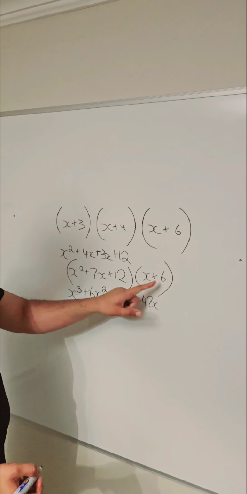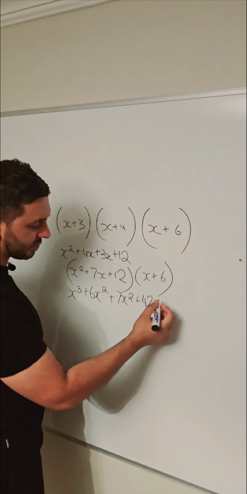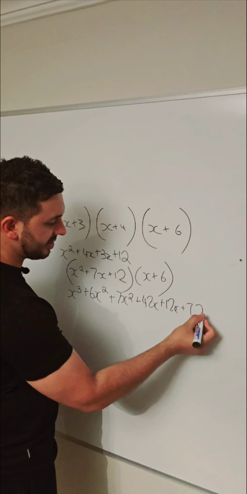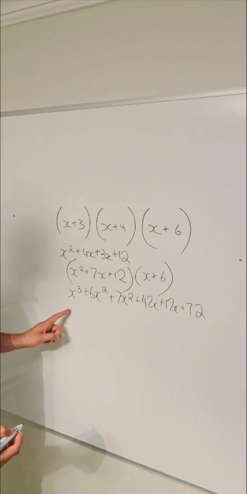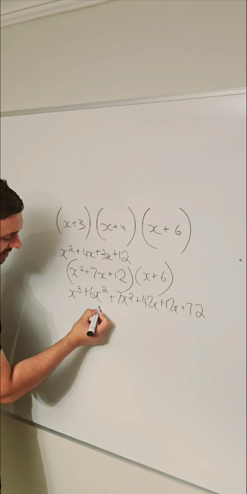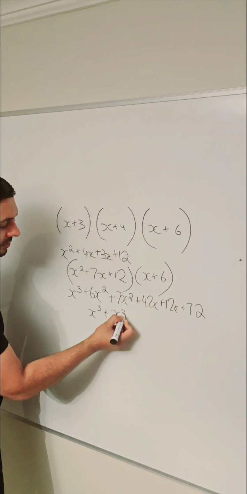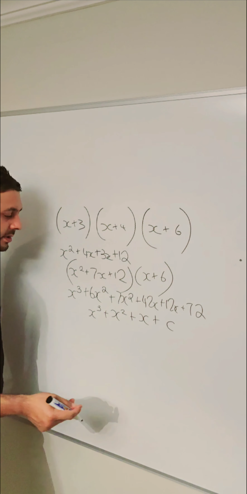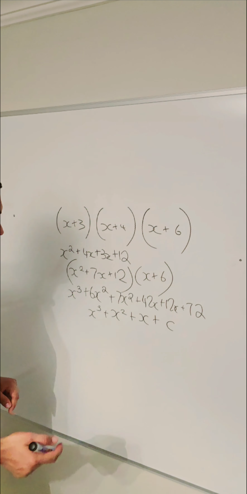12 now needs to multiply by both of these. 12 times x is 12x, and 12 times 6 is 72. Now we need to simplify what we have here. The final form, guys, is usually something x cubed, followed by squared, followed by an x and a number. So when simplifying, I should end up with something like this.